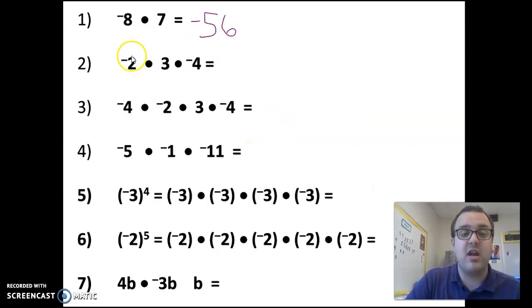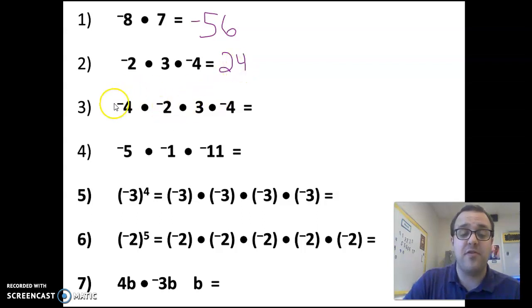negative. So looking here, I have 3 things being multiplied and 2 of them are negative. I have an even amount of things being multiplied that are negative, therefore I'm going to have a positive solution, a positive answer. So in this case, 2 times 3 is 6 times 4 is 24, and because I have two negatives, an even number, it is going to be a positive 24.